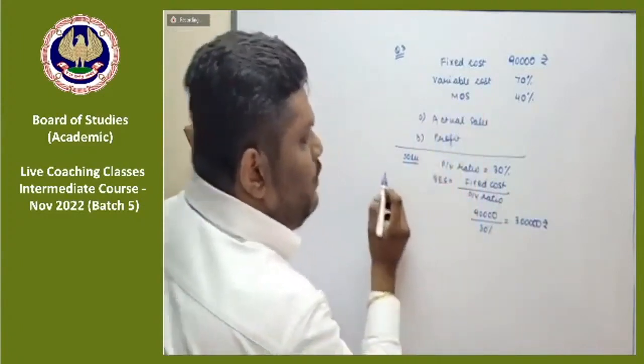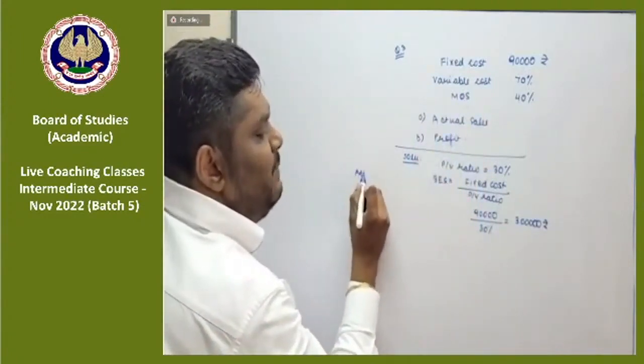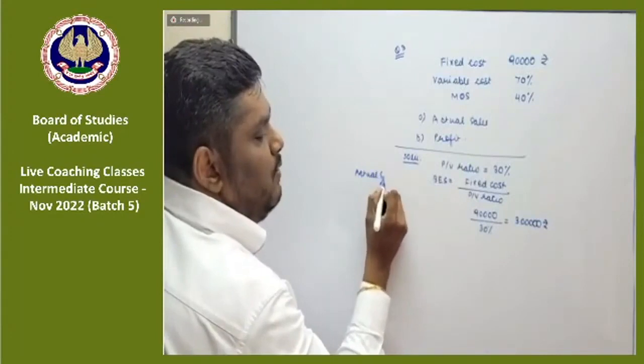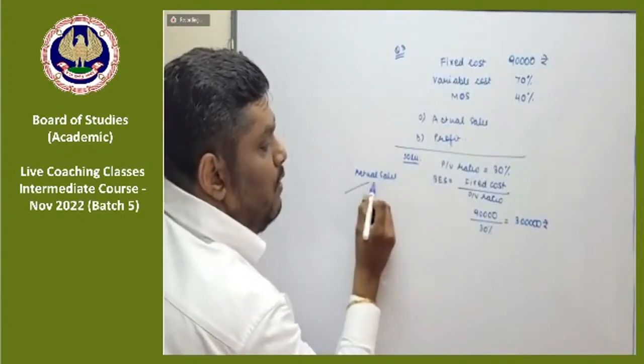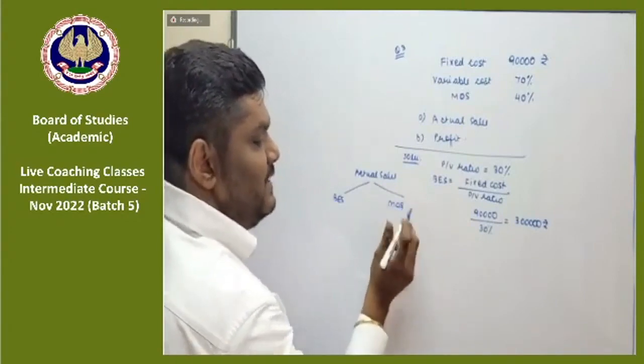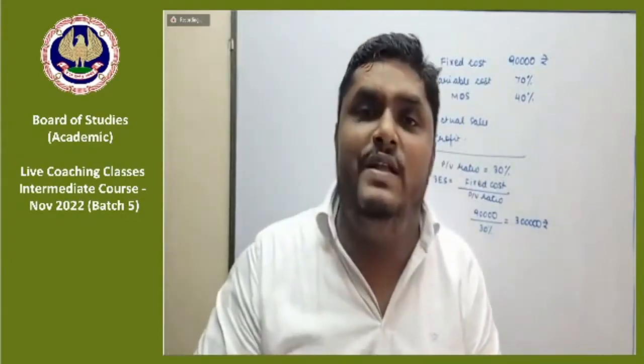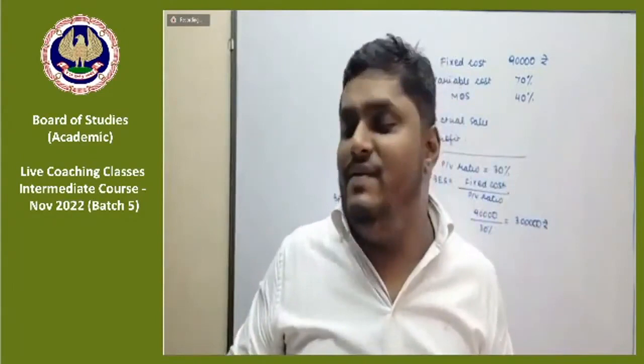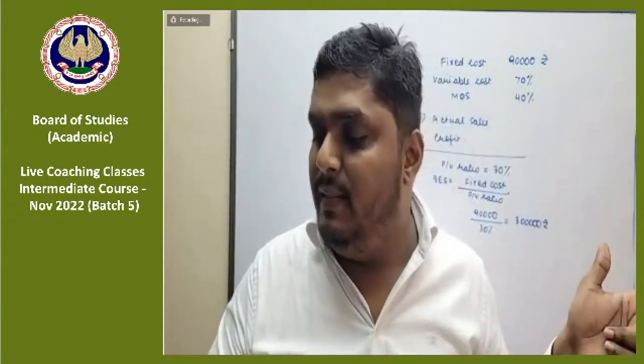Now, as I told you guys, actual sales can be divided in 2 parts. That is break-even sales and margin of safety sales. As the formula itself we discussed, actual sales minus break-even sales is margin of safety.